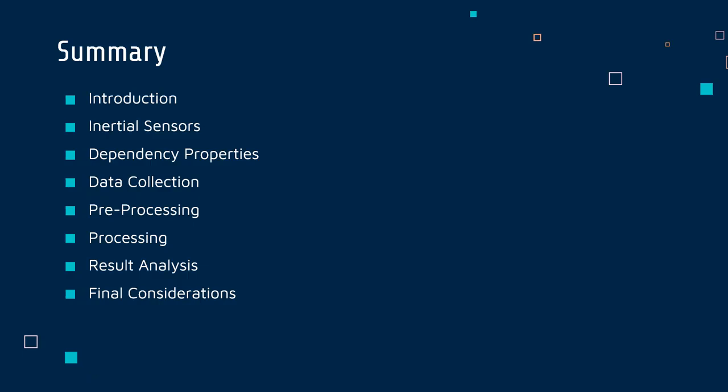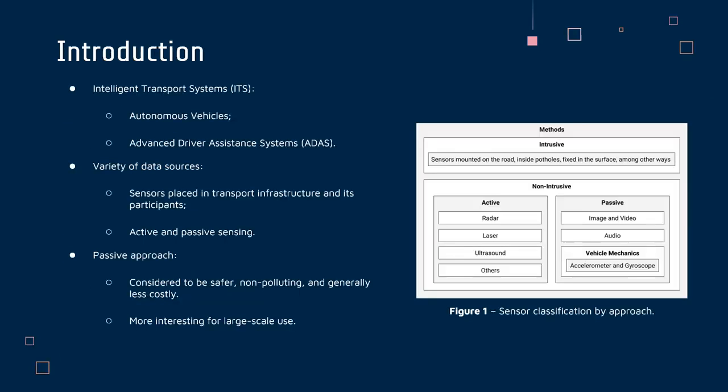Initially, I will make an introduction about the intelligent transport systems and types of sensors employed. In the sequence, I will make a brief explanation of how inertial sensors work and the dependence factors that interfere in the sampled signals. Then, I will address the three methodological steps of this research, namely data collection, preprocessing, and processing. Finally, I will present the results obtained and final considerations.